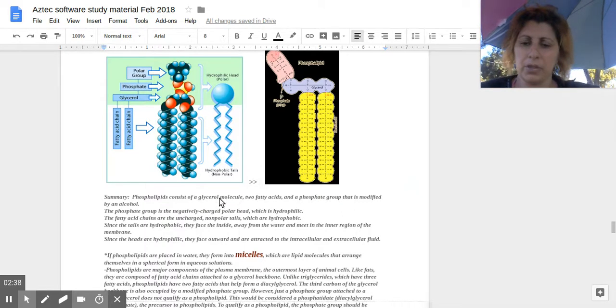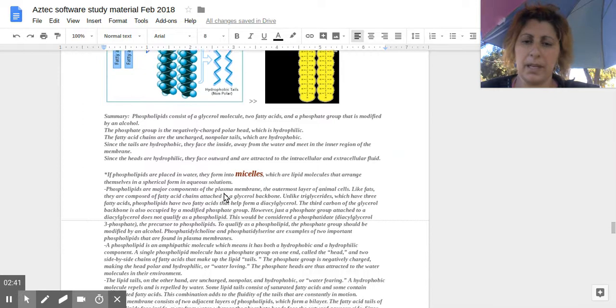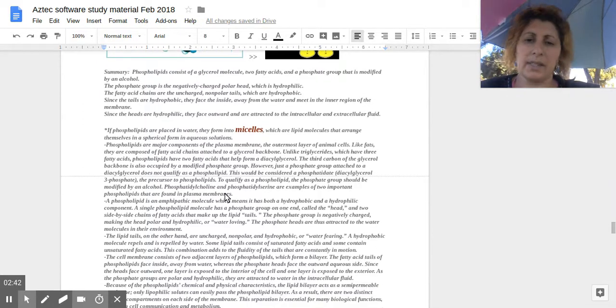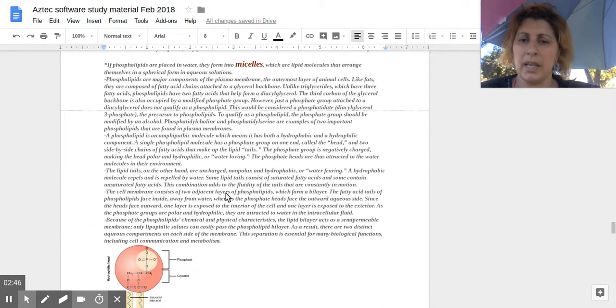Phospholipids are the major component of the plasma membrane, the outermost layer of animal cells. Like fats, they're composed of fatty acid chains attached to a glycerol backbone. Unlike triglycerides, which have 3 fatty acids, phospholipids have 2 fatty acids that form diacylglycerol. The third carbon of the glycerol backbone is accompanied by a modified phosphate group.